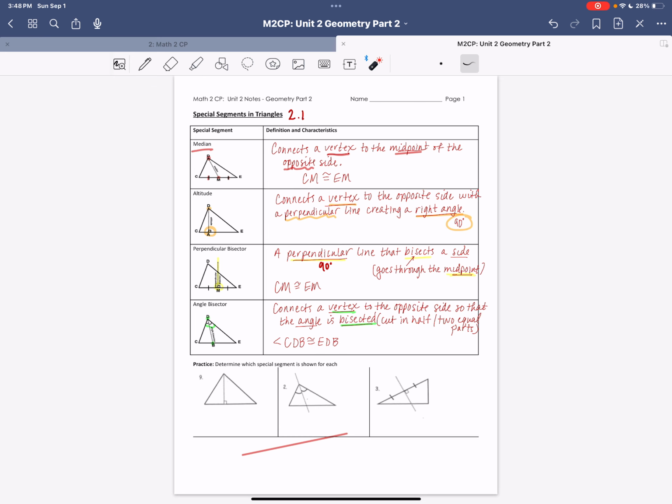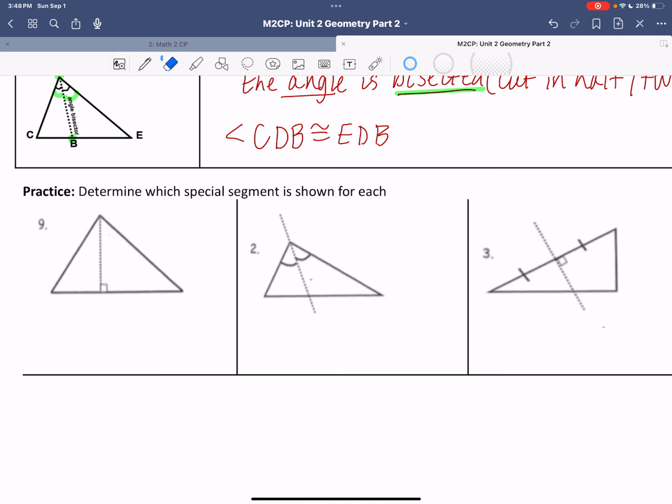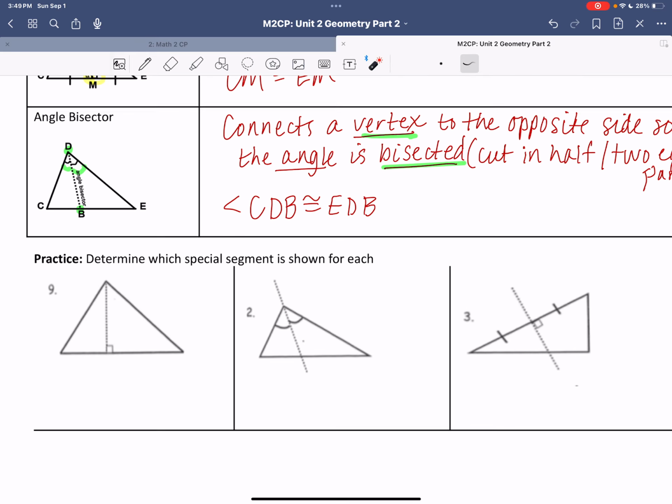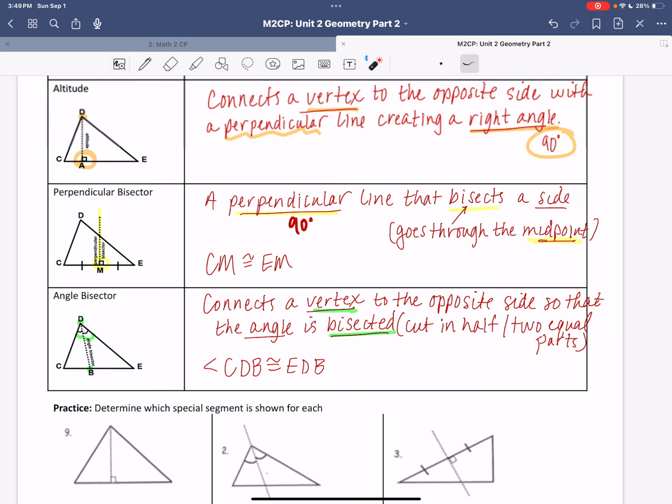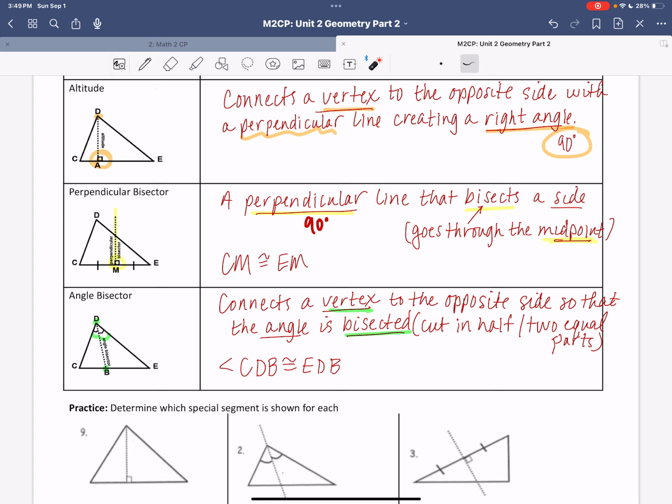So that's some vocab. So now let's go ahead and try these out. Oops, random line there. All right, so we're going to determine which special segment is shown for each. So here we've got a vertex, and then it goes here. Well, I don't know if these are the same length or not, but I do see this. So I've got a vertex, I've got a 90-degree angle, so let's figure out which one this is, and that should be the altitude right here.